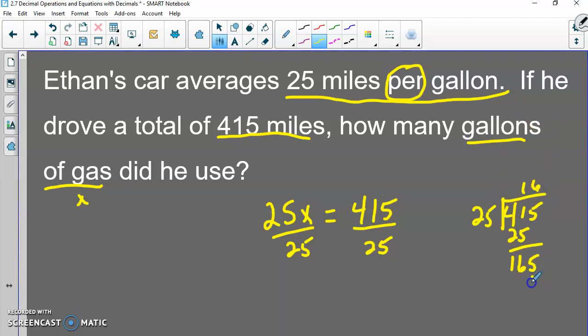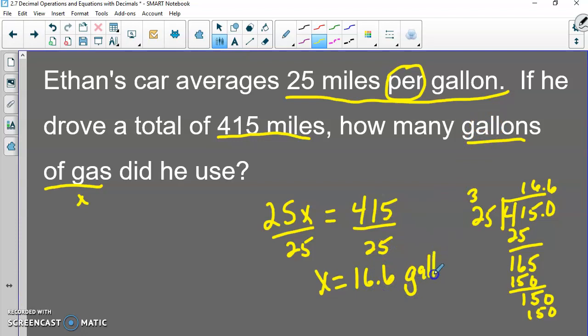Okay, 6 times 5 is 30. 6 times 2 is 12. That's 15. We're going to bring that down. That's going to be 1, 5. And you've got to put a decimal and add a 0 and bring that down. 150. Well, guess what? We just got 150 when we multiply by 6, so it's going to be another 6. That's going to be 150. So we get x equals 16.6 gallons.